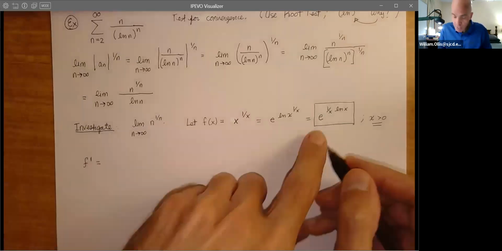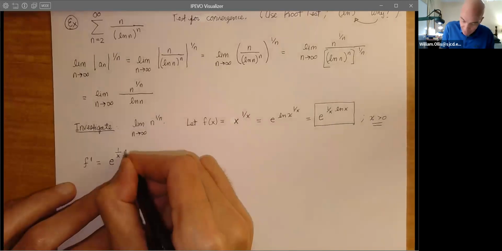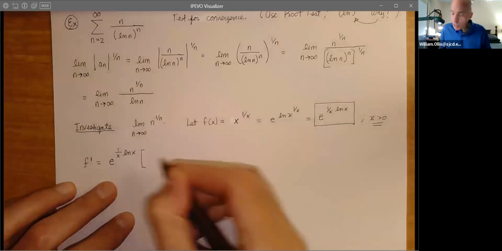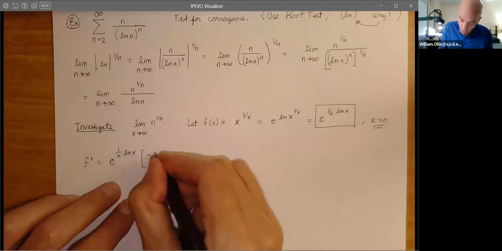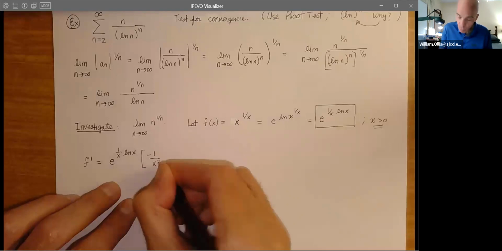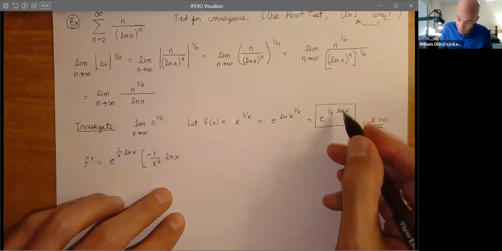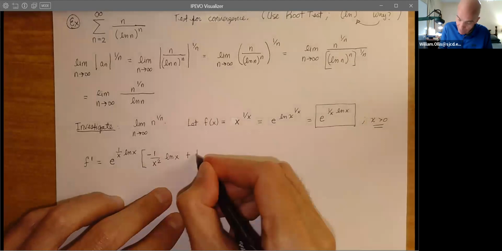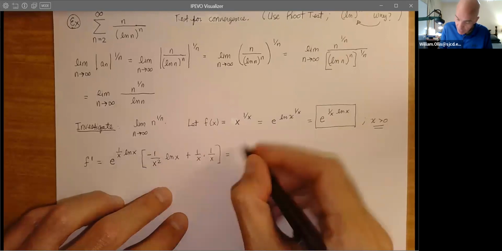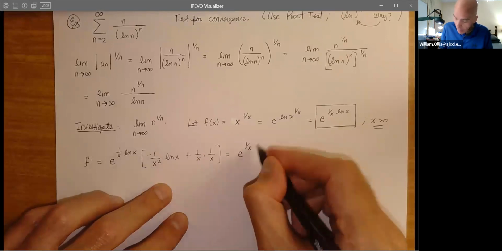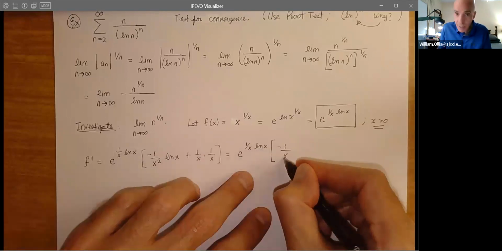So now we get the function itself, e to the 1 over x ln x, and then we multiply by the derivative of the power. Okay, the derivative of 1 over x is negative 1 over x squared. That's just x to the minus 1 ln x. And now we take the derivative here, so this will just be 1 over x times 1 over x. So this gives us e to the 1 over x ln x negative 1 over x squared times ln x.